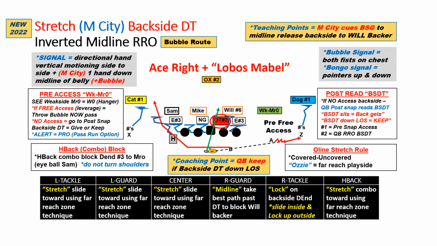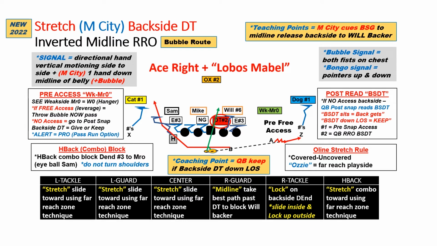What this tells now with the M city is the backside guard will leave that tackle and take his best path to climb to the next level linebacker nearest to him. Everybody else is running stretch zone. Quarterback now reads the defensive tackle. If he sits, the back gets.